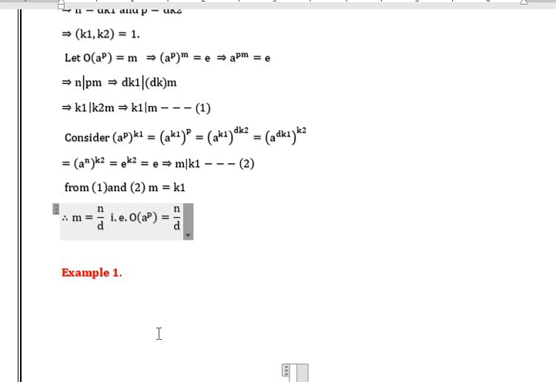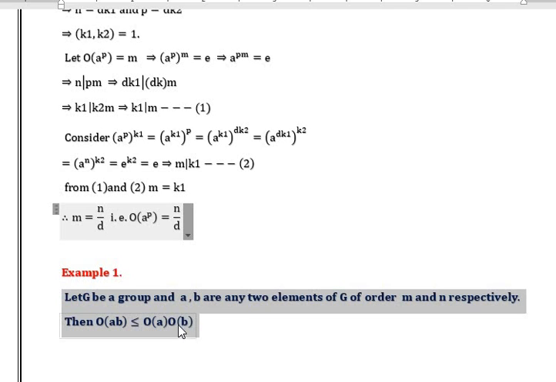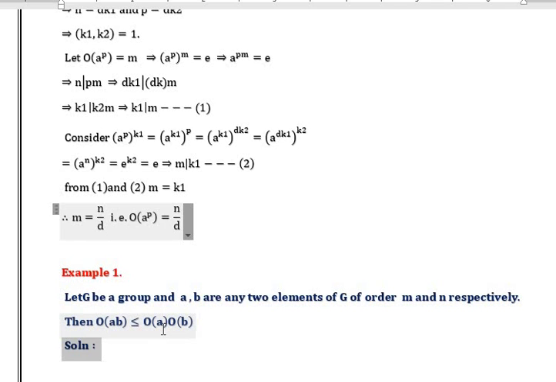Now let us work out a few examples based on these. Let G be a group. A, B are any two elements of G of order m and n respectively. Then order of AB is less than or equal to order of A into order of B. Let us find out the solution for this.